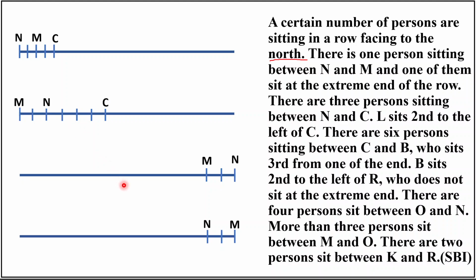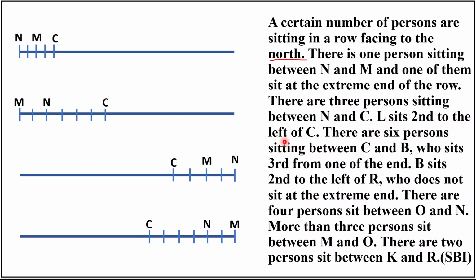In case number 3, see, already two people are sitting here to the left of N. So we will place one more person and then C. And in the fourth case, we'll place three persons and after three persons we'll place C. I hope this much is clear to everyone.